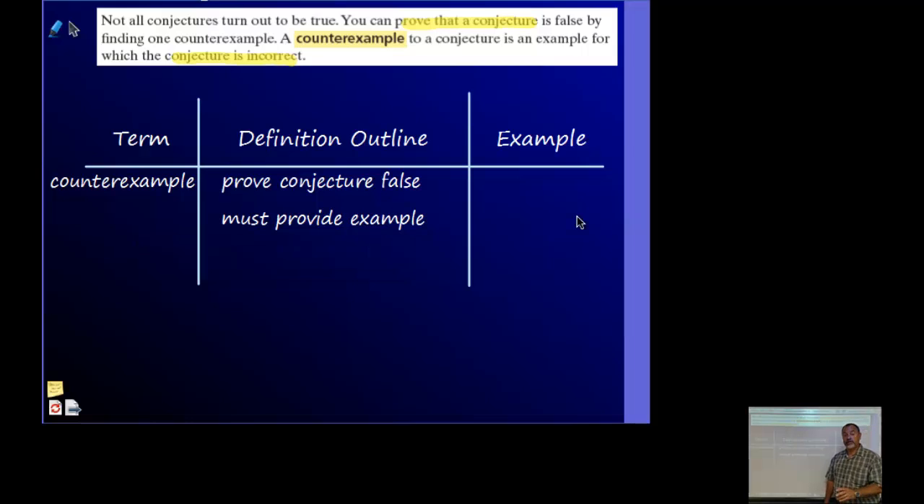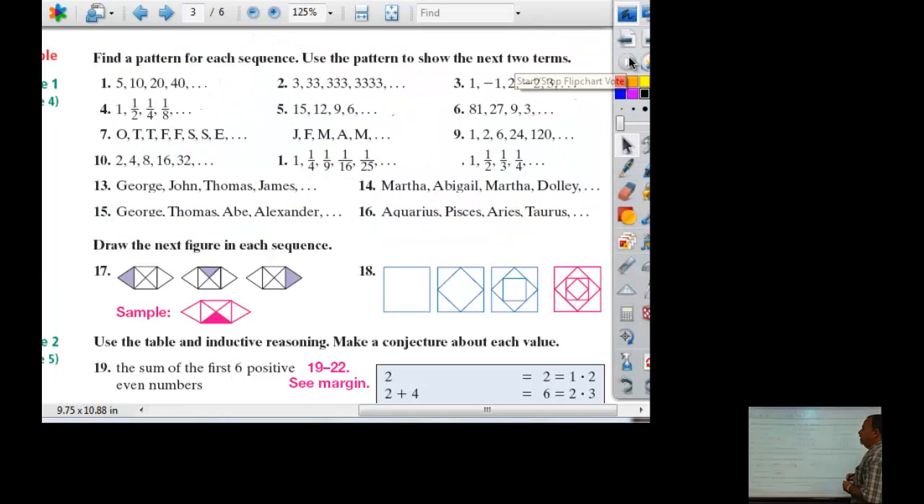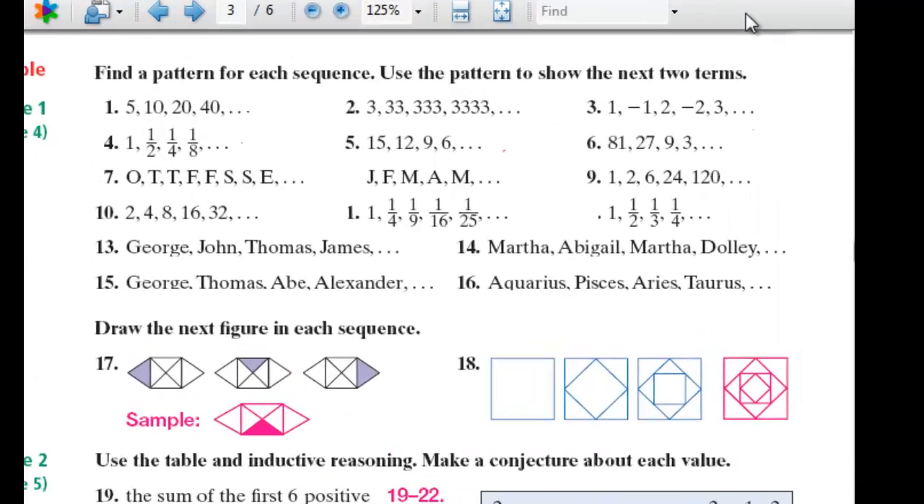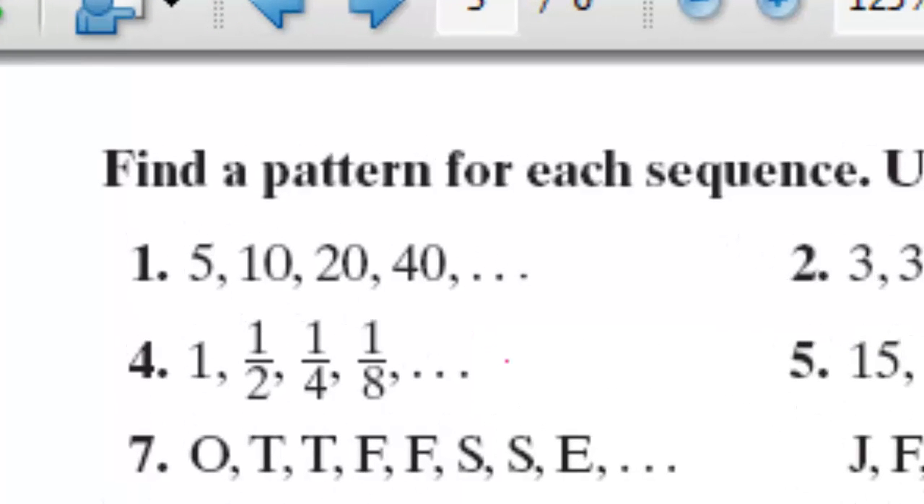So let's go ahead and use inductive reasoning for some homework problems. It says find a pattern for each sequence and then use the pattern to show the next two terms. In other words, we want you to use inductive reasoning. We want you to look at the pattern and make a conjecture about what you think the next two numbers will be. So here we have 5, 10, 20, 40. What do you think the next two numbers will be? Well, I have to look at the pattern. How do I get from 5 to 10, then 10 to 20, and then 20 to 40? What's happening in each step of the sequence?